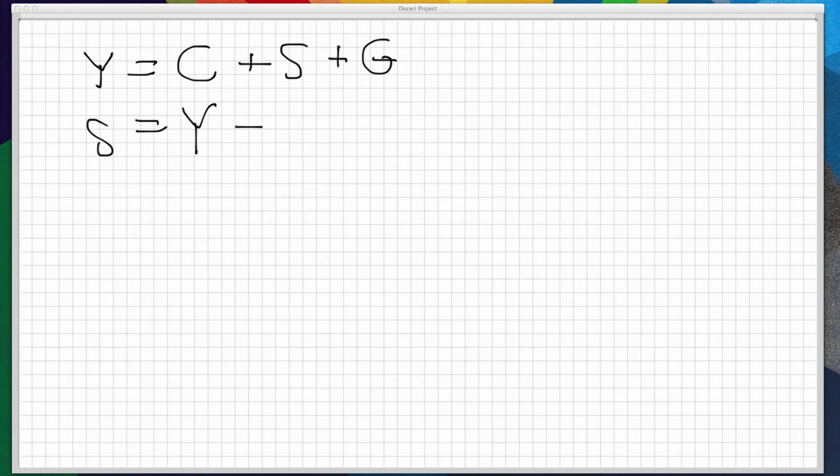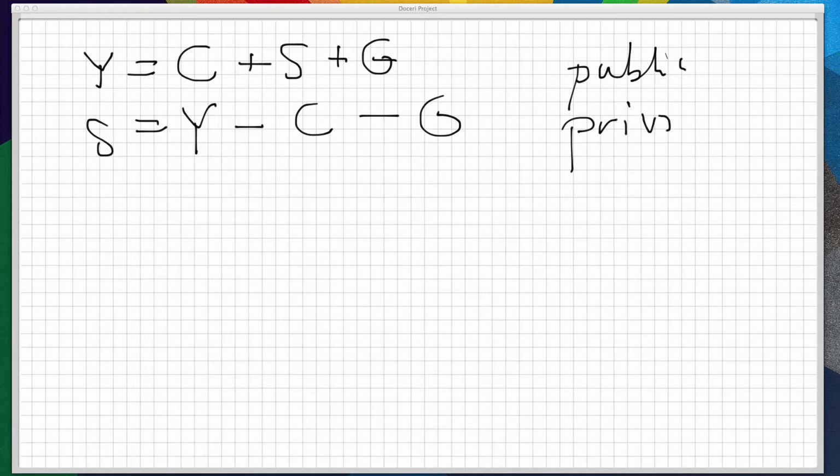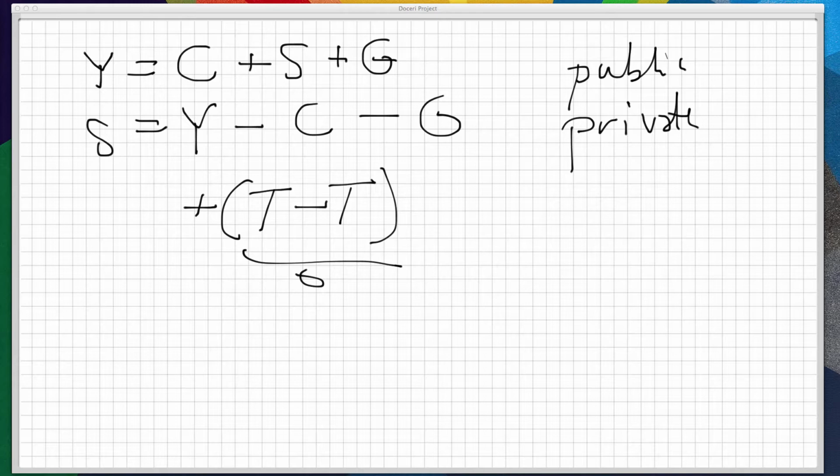Now, once we have I equals S, we can also write Y equals C plus S plus G. Or in other words, S equals Y minus C minus G. What we want to do is break down this savings into two components, both public saving and private saving. To do that, we have to do a little trick: add 0 to this equation, in other words, add taxes minus taxes. You can see this is clearly 0, so it's valid to add it and still maintain the equality.